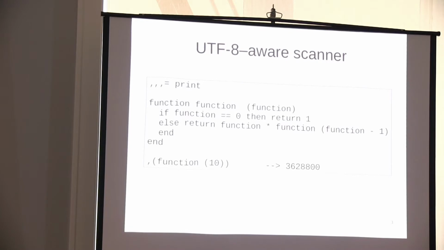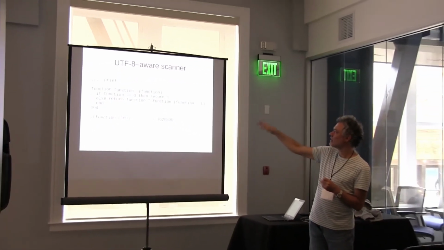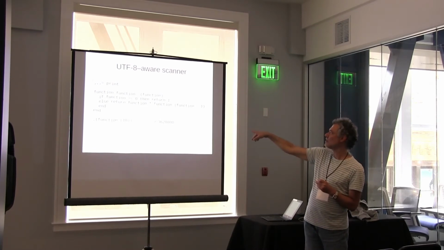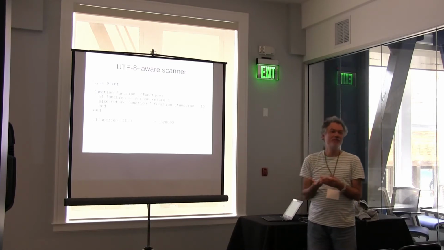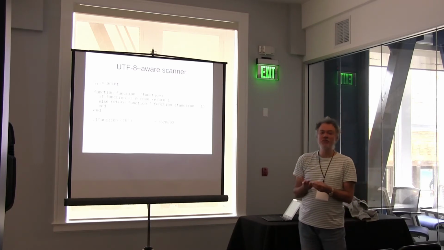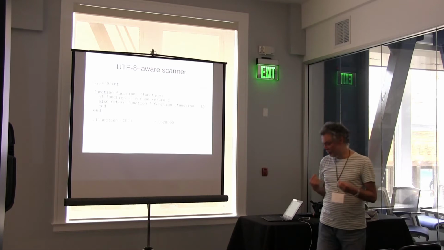So here is a UTF-8 aware scanner. We have this very simple Lua program that actually runs if you implement the UTF-8 aware scanner. I think it's very obvious, because we have a function that's called function, and it has a parameter function. And if the parameter function is 0, then it returns 1, otherwise it returns the parameter function times the function of the function minus 1. And with a good editor, probably you could see the difference between those functions, although they are designed to look the same.